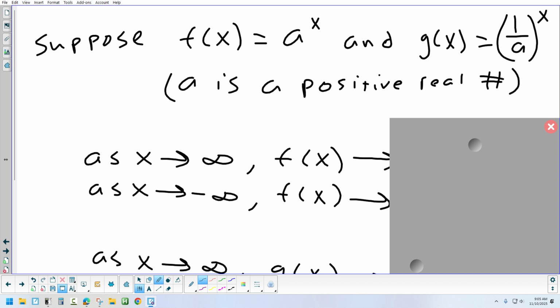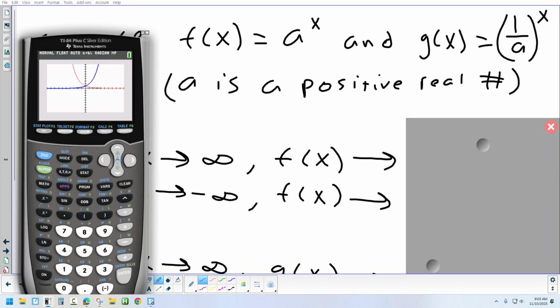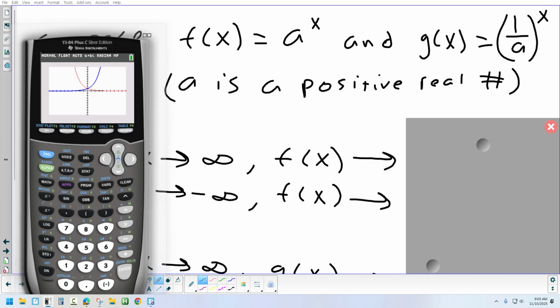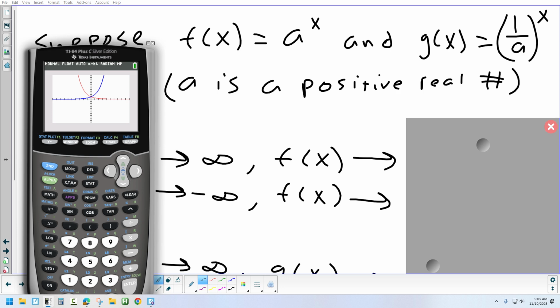All right, so let's see if we can figure these out. So the first one is saying as x approaches infinity, what happens to f of x? Okay. F of x, if you want a more concrete example, it's like the graph in blue. Okay. Whether it's 2 to the x or 12 to the x, the answer to this question won't change. So what happens to the y value in the blue graph as x approaches infinity?